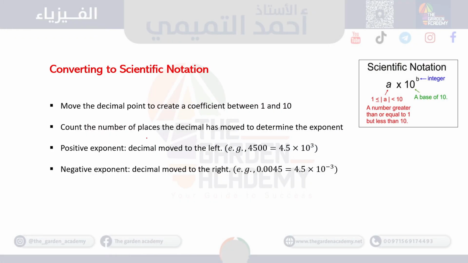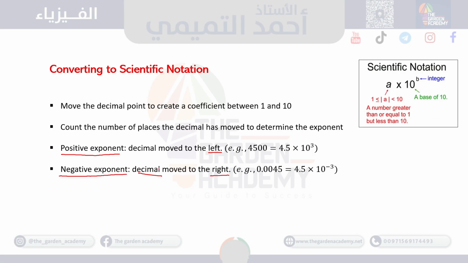How can we convert any number to a scientific notation form? أولاً, we move the decimal point to create a coefficient between 1 and 10. طبعاً this depends on the number we have and we will see how we can do that in a moment. Then, we count the number of places the decimal has moved to determine the exponent. Now this exponent can be positive or negative depending on where we have moved the decimal point. يعني, if we move the decimal to the left, that means we will have a positive exponent. And if we move the decimal to the right, they will give us اللي هو negative exponent.